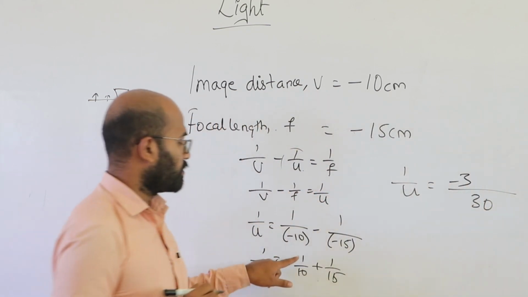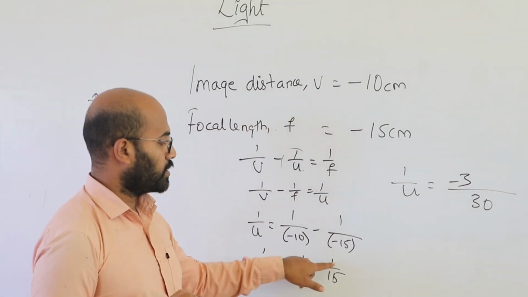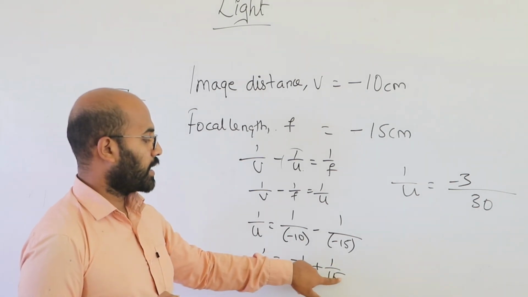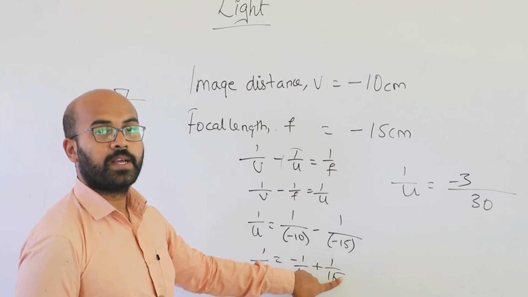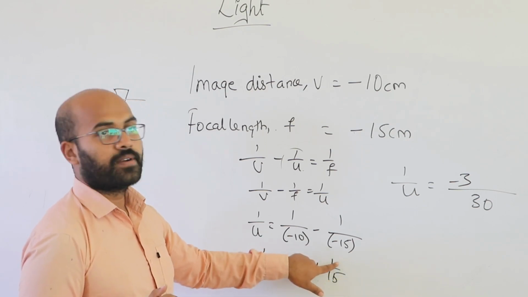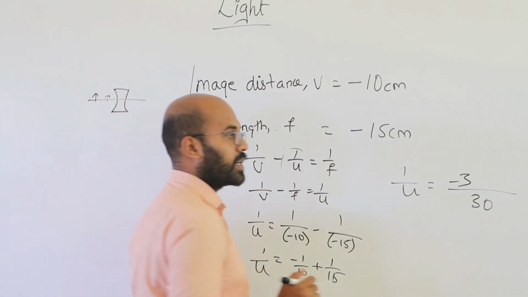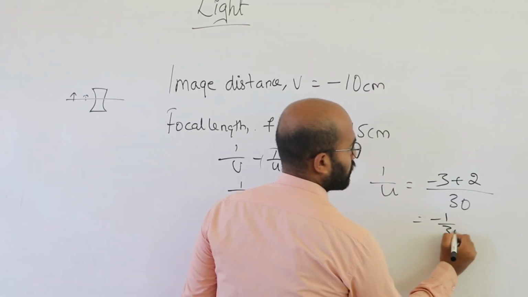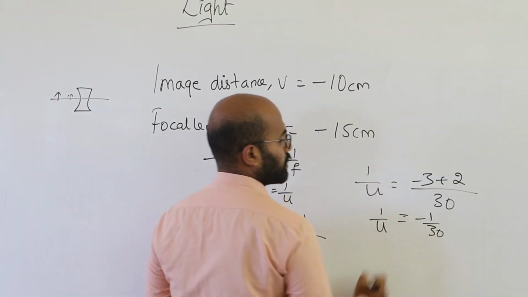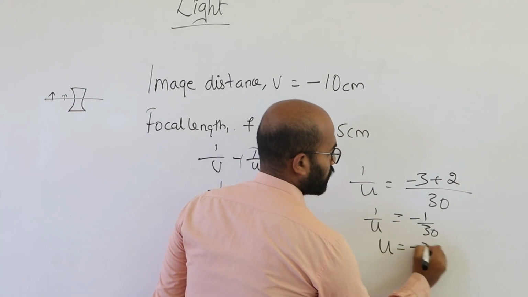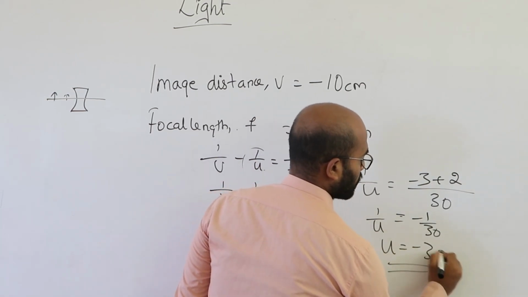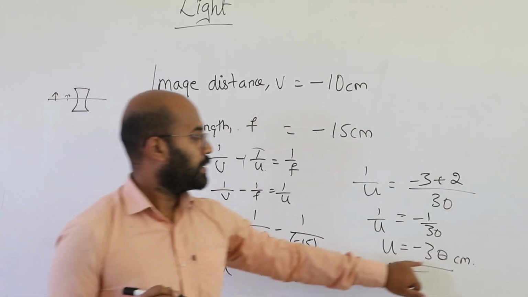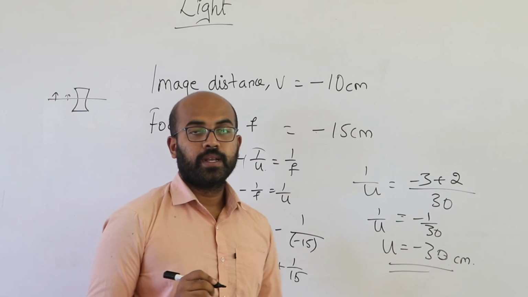So when I multiply this minus 1 with 3, it becomes minus 3. Similarly here it is plus 1 and below it is 15. To make the denominator 30, I need to multiply by 2, so I need to multiply 2 on the numerator also. So it is plus 2. It becomes minus 1 by 30. So 1 by u is equal to minus 1 by 30, so u is equal to minus 30 centimeter. The object distance is minus 30 centimeter.